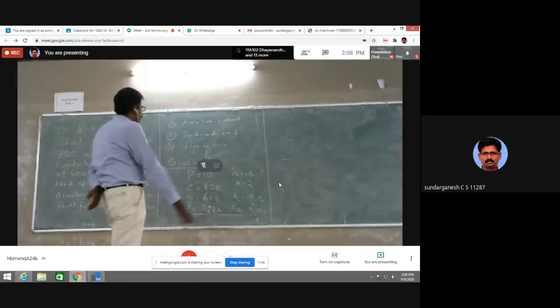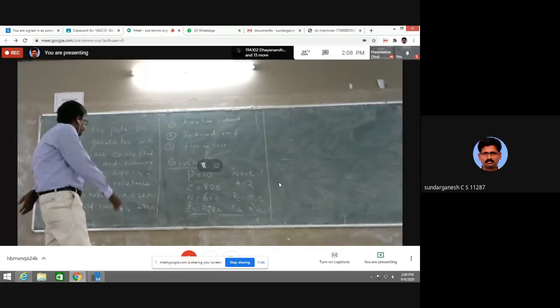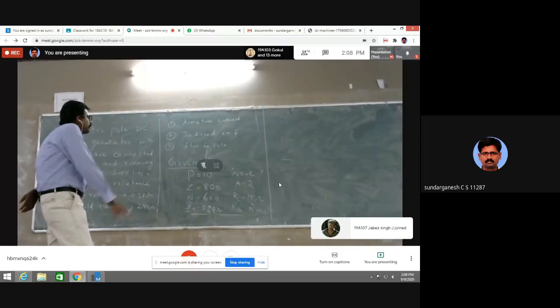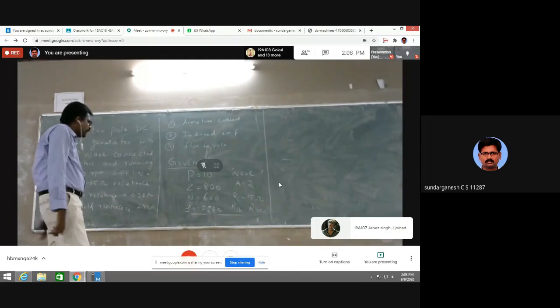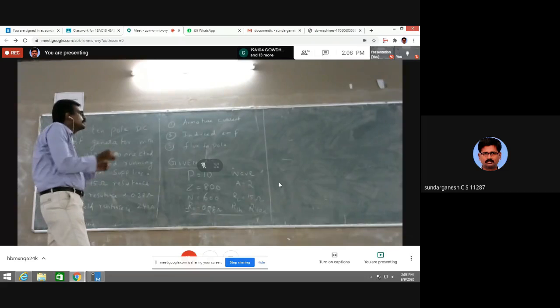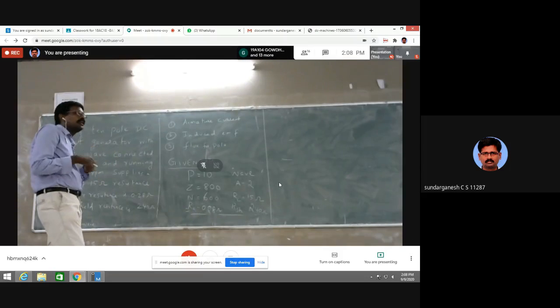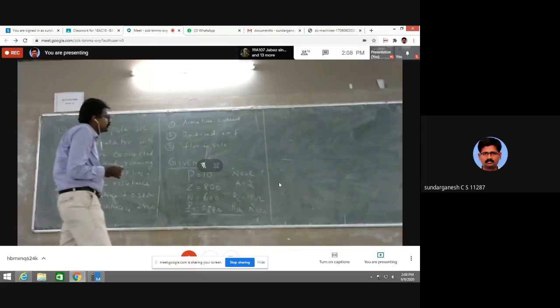So I have written all the given data. Before finding the values, I have to draw the circuit, then take the equation, then substitute the formula.